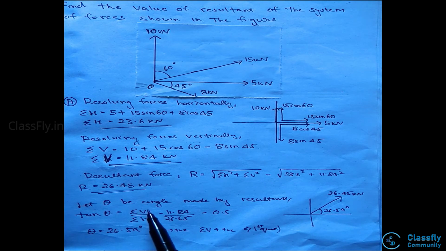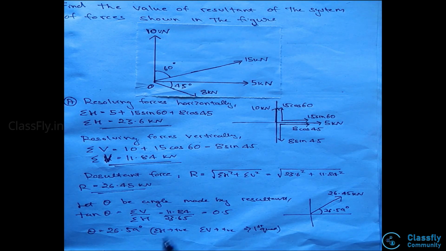Let theta be the angle made by the resultant force. Hence, we know that the direction is given by tan theta equals summation V by summation H. Substituting the values, we have 11.84 divided by 23.65. On solving this, we get the value of tan theta to be 0.5. Hence, theta will be nothing but tan inverse of 0.5, that is theta will be 26.59 degrees.